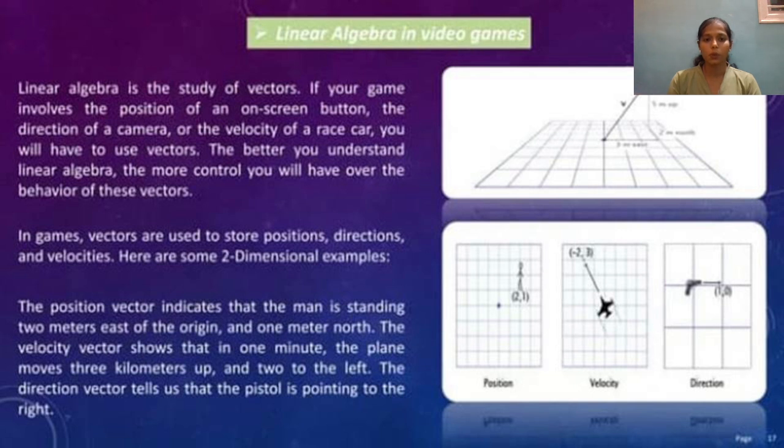Here are some two-dimensional examples as shown in the picture. The position vector indicates that the man is standing 2 meters east of the origin and 1 meter north. The velocity vector shows that in 1 minute, the plane moves 3 kilometers up and 2 to the left. The direction vector tells us that the pistol is pointing to the right, as shown in the figure.